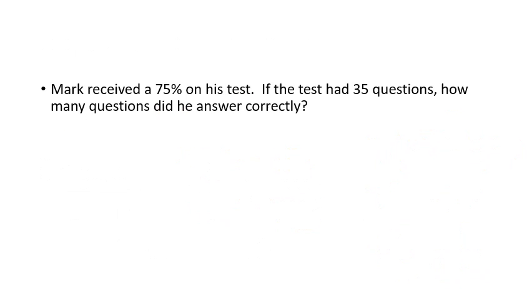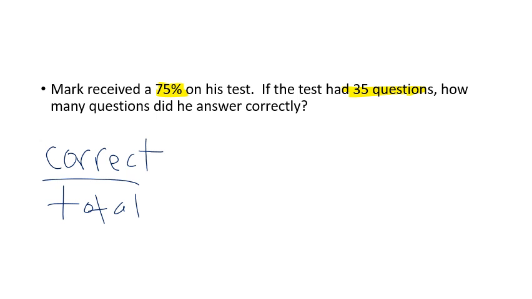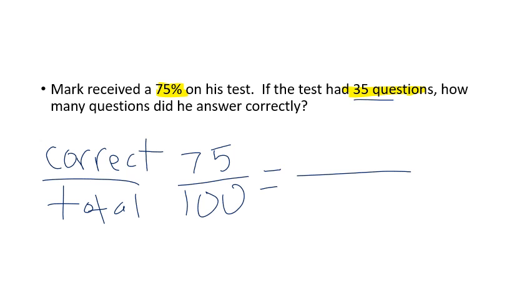All right, so that's our next example. And I'm just on the first page, page 33. Mark received a 75% on his test. So 75% if the test had 35 questions. So percent is going to be out of 100. And we know once again, we're comparing the correct answers to the total answers. So 75% means 75 out of 100 total. And if the test had 35 questions, once again, we know that's going to go on the denominator. And we're going to use x to represent our unknown value.